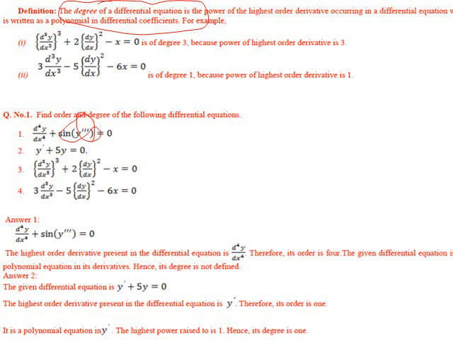If you see here the example, question number first, the first part: d4y by dx raised to power 4 plus sin of d3y by dx 3 equal to 0. It is of order 4, but its degree is not defined because here the differential coefficient d3y by dx 3 is not in polynomial form. Okay, have you got it?